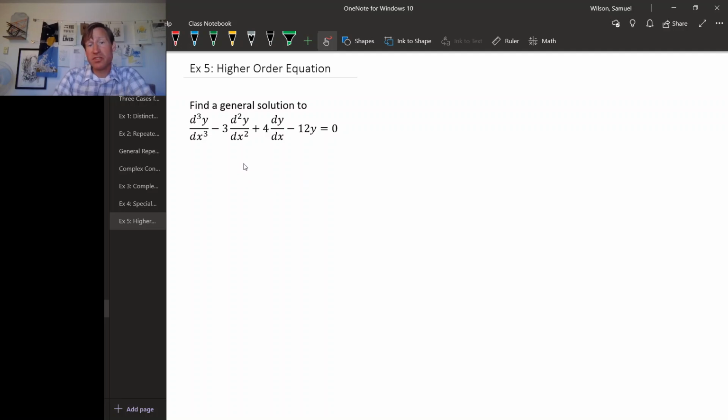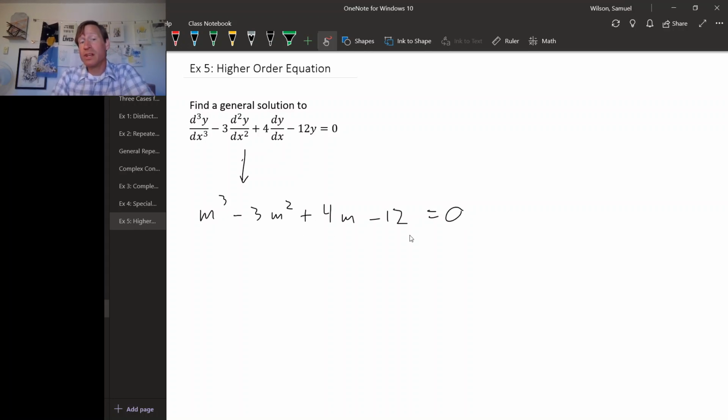And so the trick here is just to find the characteristic equation, just like for second order equations. So remember, the order of the derivative turns into the power on m. So we get m cubed minus 3 times m squared plus 4 times m minus 12 equals 0. So in principle, all we need to do is find all of the roots, real and complex, to this equation, and then use those roots to write down the solutions to the differential equation.